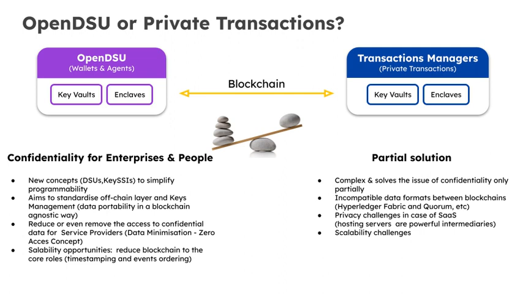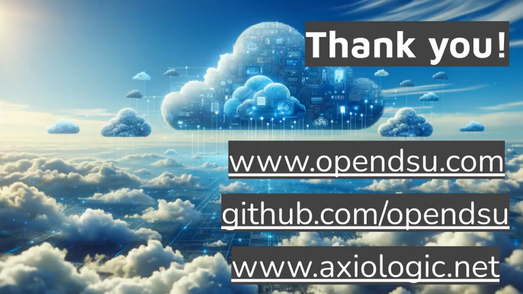There's also the challenge of incompatible data formats between different blockchains, like Hyperledger Fabric and Quorum. Privacy becomes a concern, especially in SaaS models or when dealing with personal data, like patient information. In such cases, hosting servers transform into powerful intermediaries and privacy is compromised. In contrast, DSUs offer an elegant way to segregate data while maximizing the security of data sharing, addressing significant scalability and interoperability challenges that are inherent in database-centric alternatives.